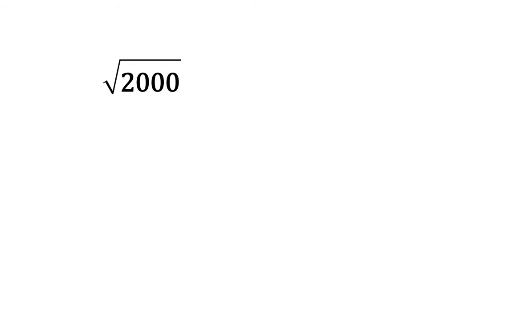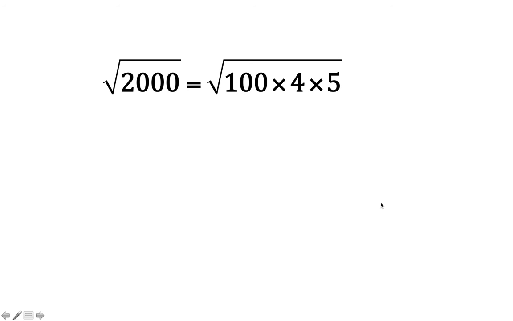Next question, square root of 2000. Well, you could break the 2000 down into 100 times 4 times 5. So I've broken that down into the square root of 100 times 4 times 5. And importantly, 100 and 4 are both square numbers. So I've tried to take factors out of 2000 that are square numbers.